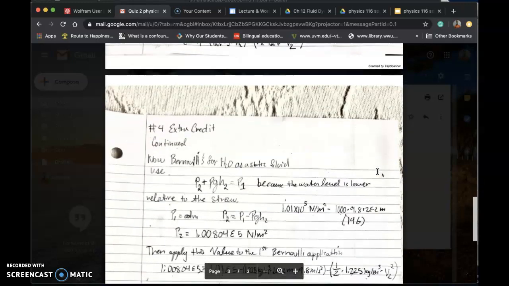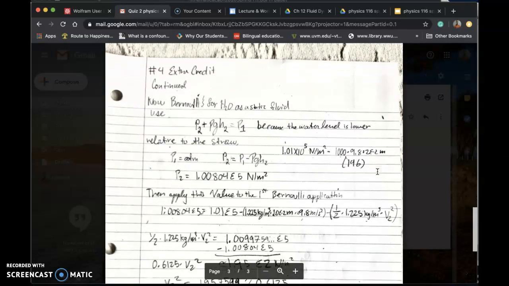Now we use Bernoulli's equation for H2O. We know that water is not moving in a flow like in number 1, so this is a static fluid. And by doing so, we can see that the pressure plus density, gravity, and height 2 is equal to P1. We see it like this because the water level is lower in the second part of the experiment relative to the straw. And from there, we take the atmospheric pressure minus 1,000 times 9.8 meters per second squared, where 1,000 is the density in kilograms per meter cubed, and then the same height as before. We get a new pressure of 1.00804 E5 newtons per meter squared.